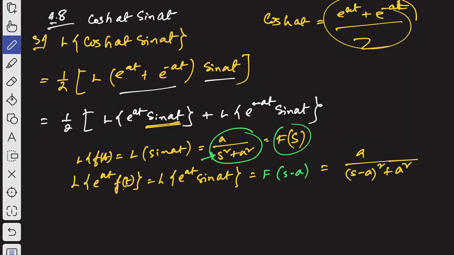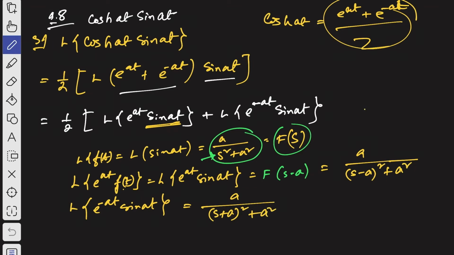Now similarly you can find the Laplace transformation of e to the power minus at sine at. So simply by replacing this a by minus a, then it will be s plus a. If you replace the s by s plus a, then what you will get is a by s plus a whole square plus a square. That's what you will get.